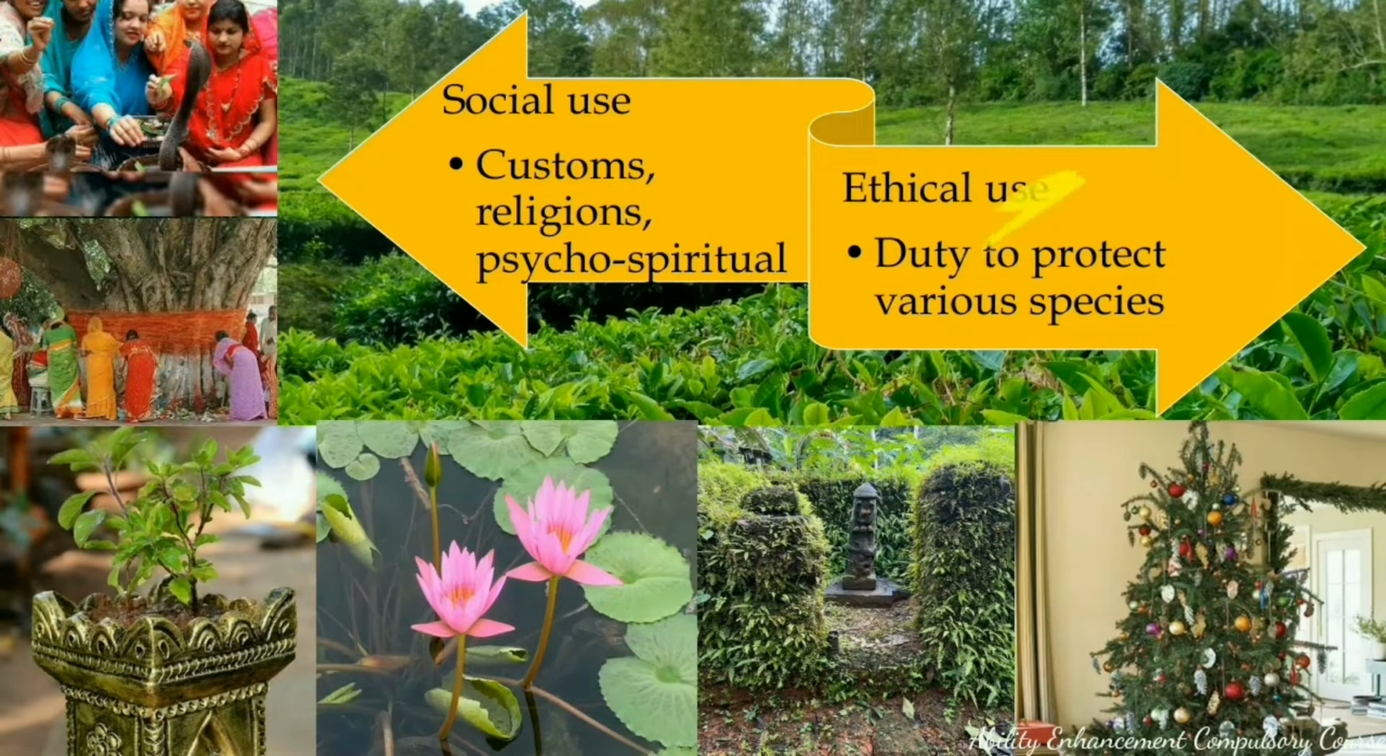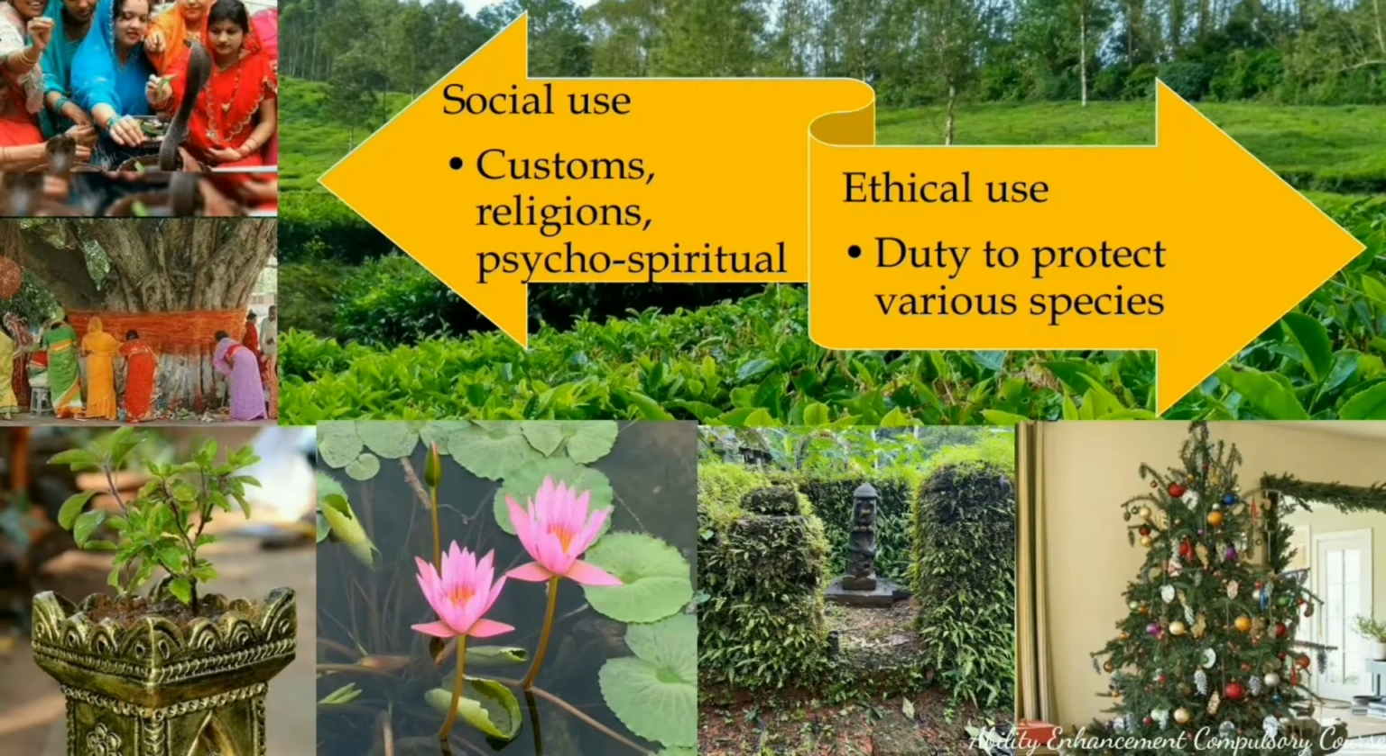The fourth one is the ethical use or ethical value, wherein biodiversity is being protected. It is also called the existence value. It is considered that all life must be preserved. So it's a duty to protect the species or protect the biodiversity, even if it is unrelated to human needs.